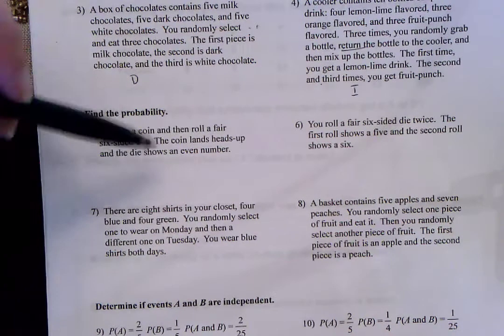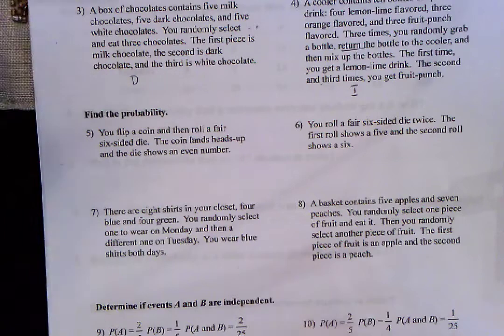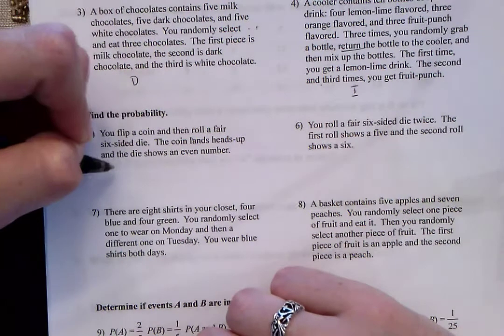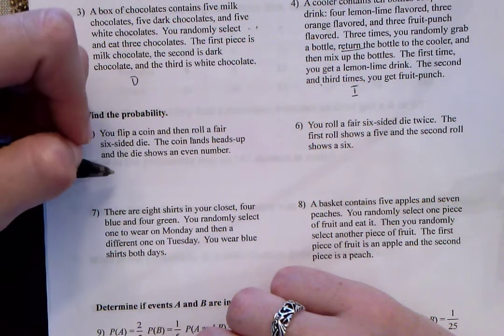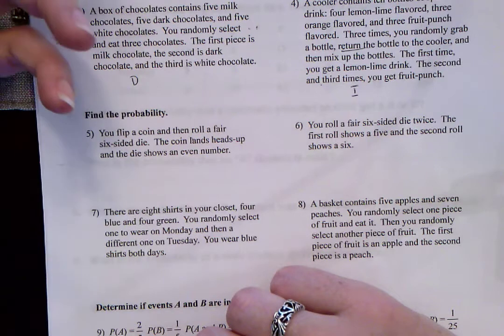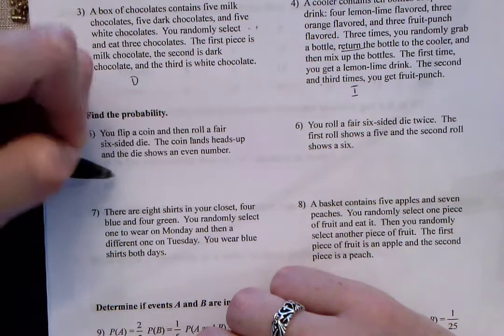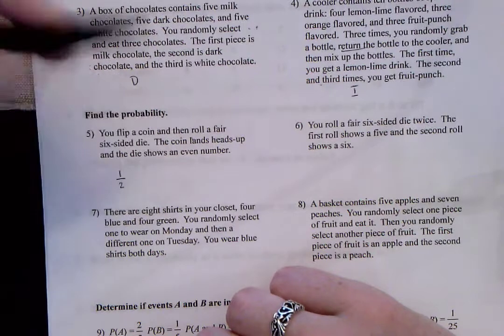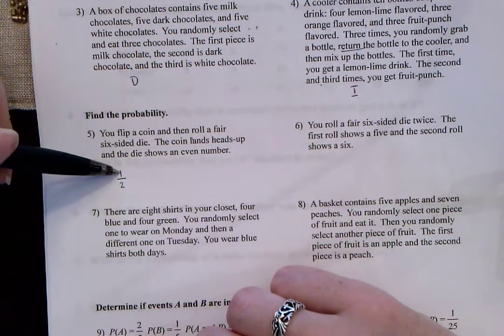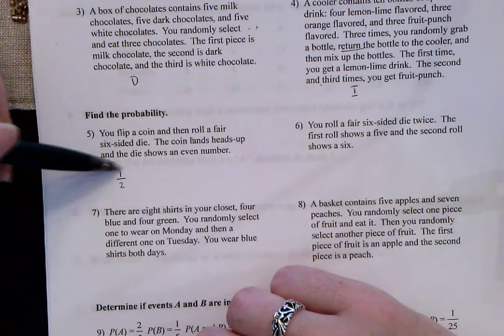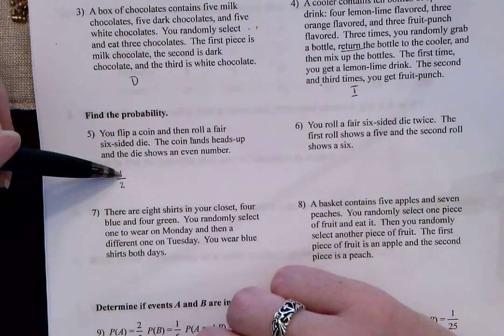So let's find the probability of the coin landing heads up. So how many outcomes are there on a coin? There are 2, heads and tails. So for heads, it would be 1 out of 2, because you can get a heads. That's the outcome we want. There's 1 possibility of getting that out of 2.